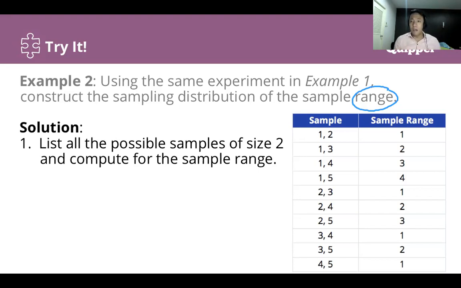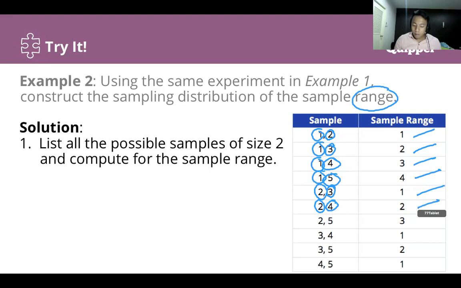So how to find a sample range? It's easy. What is 2 minus 1? 1. 3 minus 1, 2. 4 minus 1, 3. 5 minus 1, 4. 3 minus 2, 1. 4 minus 2, 2. 5 minus 2, 3. 4 minus 3, 1. 5 minus 3, 2. And 5 minus 4, 1. That is how you can find the sample range.